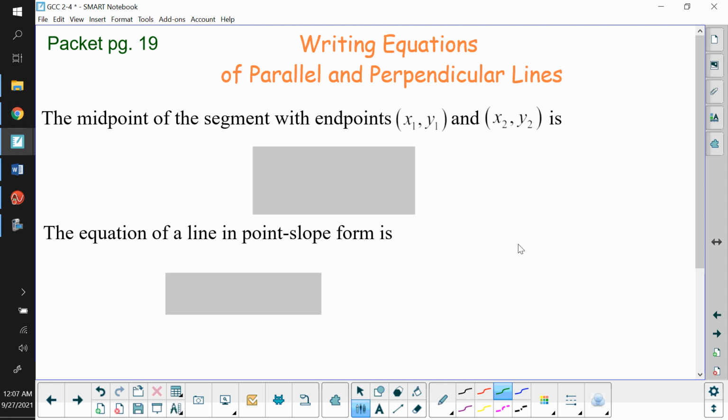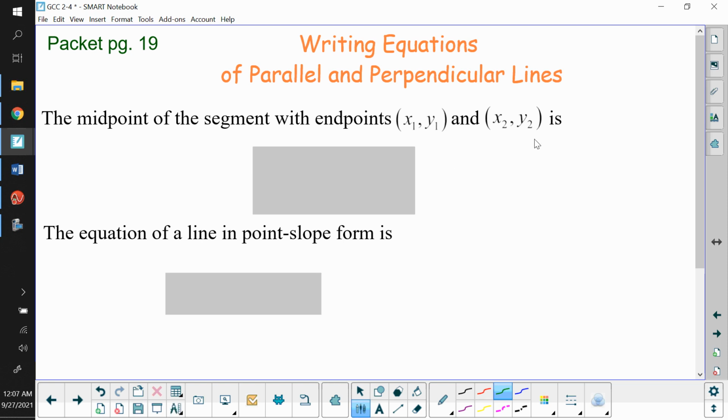All right, so today we're going to continue writing equations of parallel and perpendicular lines. And we're going to start on page 19. Have your calculators out if you would like them. So there'll be one question today where we're going to work with a midpoint.